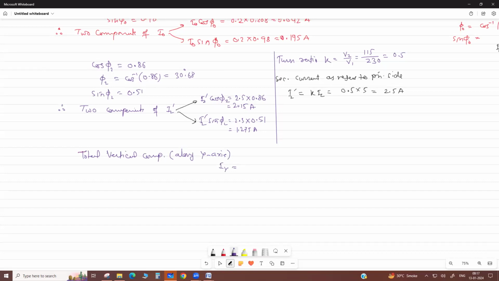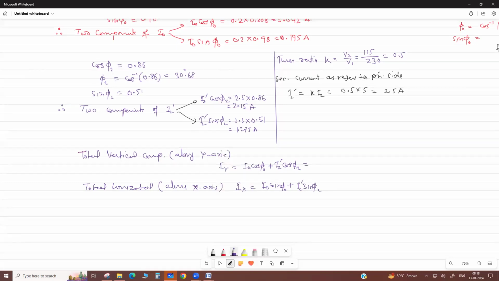Along the y-axis, the total component means Iy. The cos terms you add: I naught cos phi naught plus I2 dash cos phi 2. These two will be added. And the total horizontal component, along the x-axis, Ix equals I naught sin phi naught plus I2 dash sin phi 2.